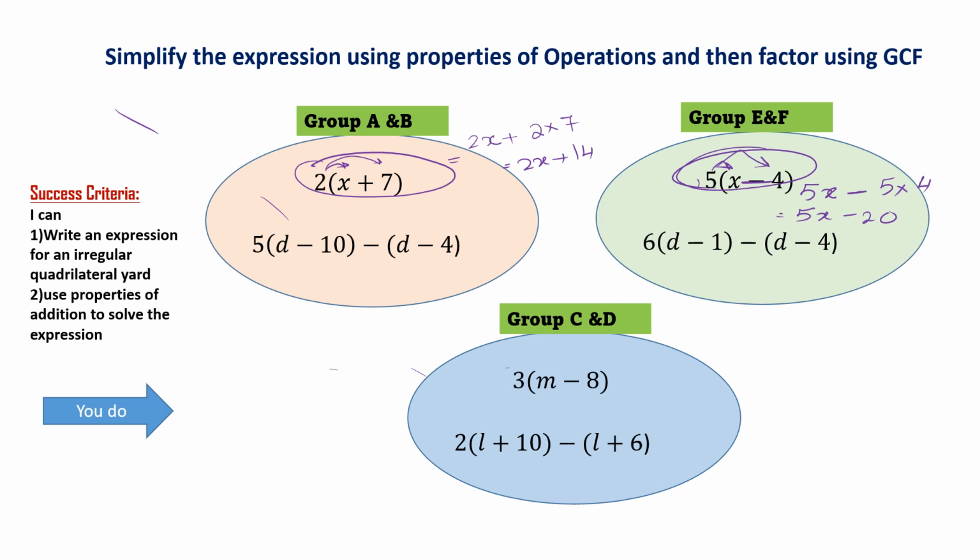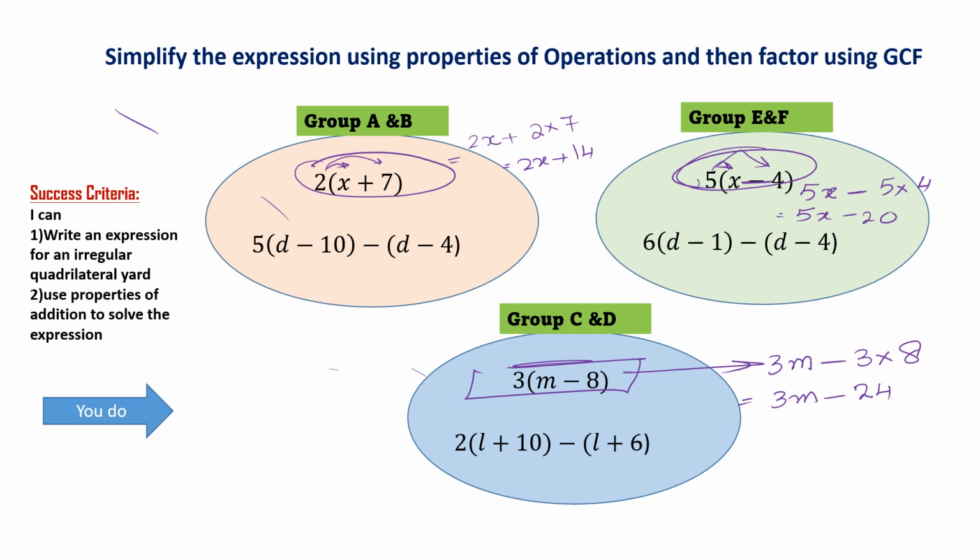Now let's try this question C and D also. So 3 is multiplying with the m. Then I am putting minus and 3 is multiplying with 8. So I will write 3m as it is and 3 times 8 is 24.